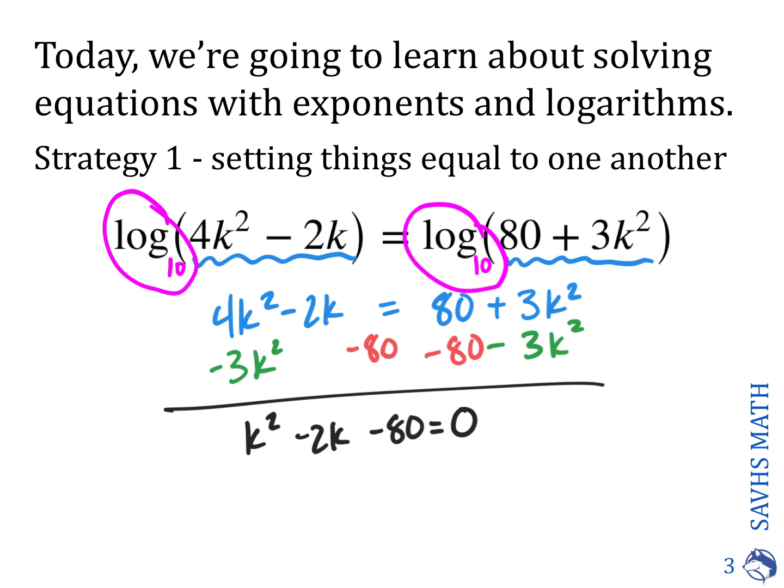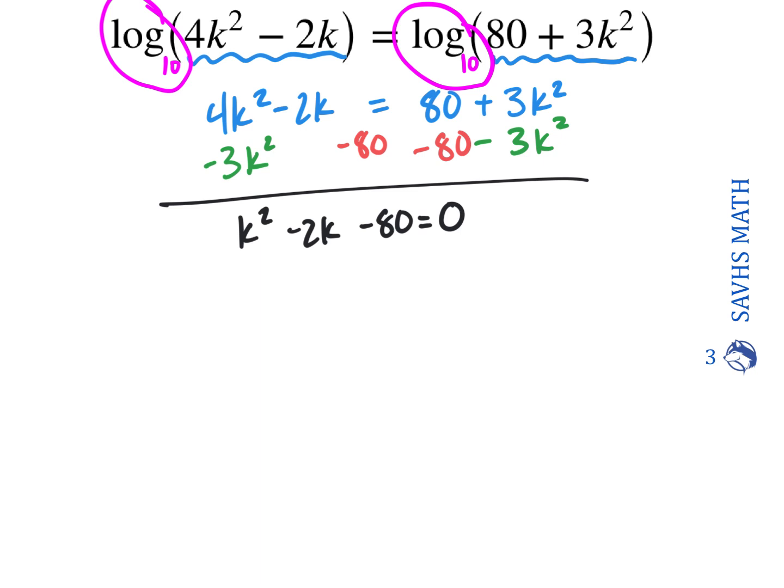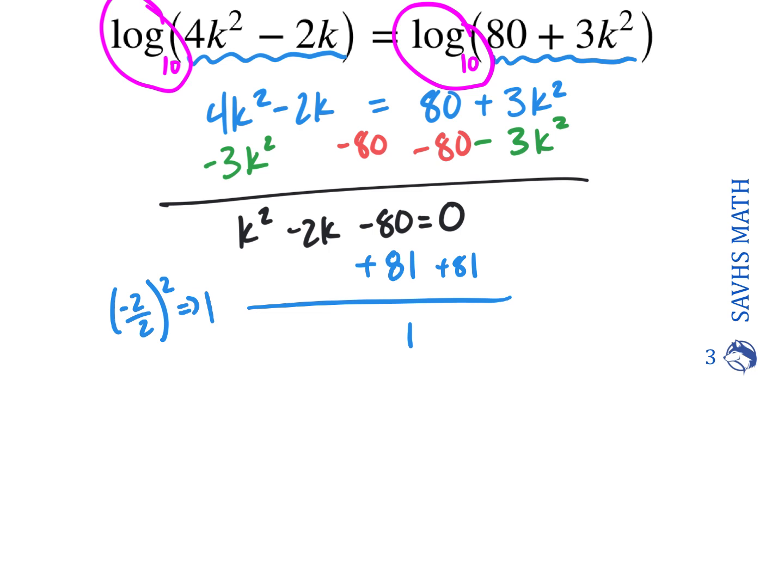So now I need to figure out, okay, what strategy am I going to use? Am I going to factor? Am I going to try to complete the square? I think in this one, I'm completing the square. The reason for that is because this negative 2, if I divide it by 2 and square it, I get 1. So it's pretty easy to say, if I add 81 to both sides, then I will get 1 on this side. So I'll get k squared minus 2k plus 1 equals 81, which is sweet, because this thing right here factors as k minus 1 squared.